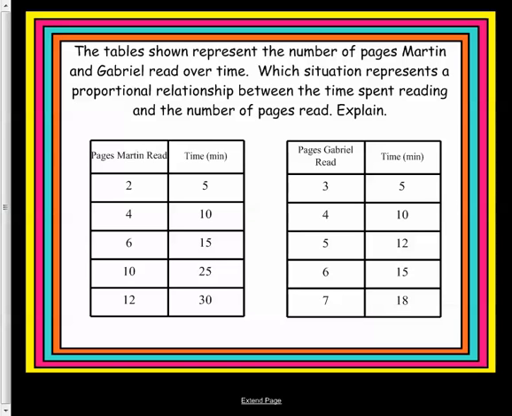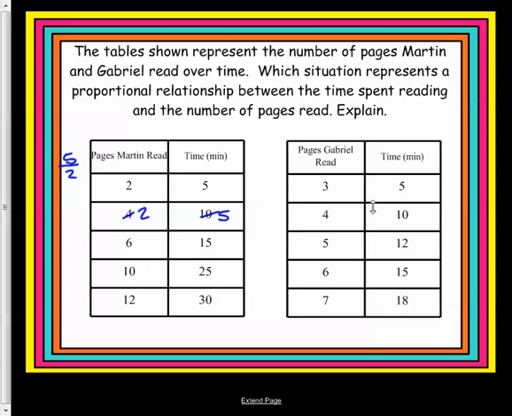Okay, in this one, I determined that this is a proportion because they all simplify to 5 over 2. Because if we look here, the time is always 5 minutes over 2. This one could simplify to 5 over 2, this one, and this one.